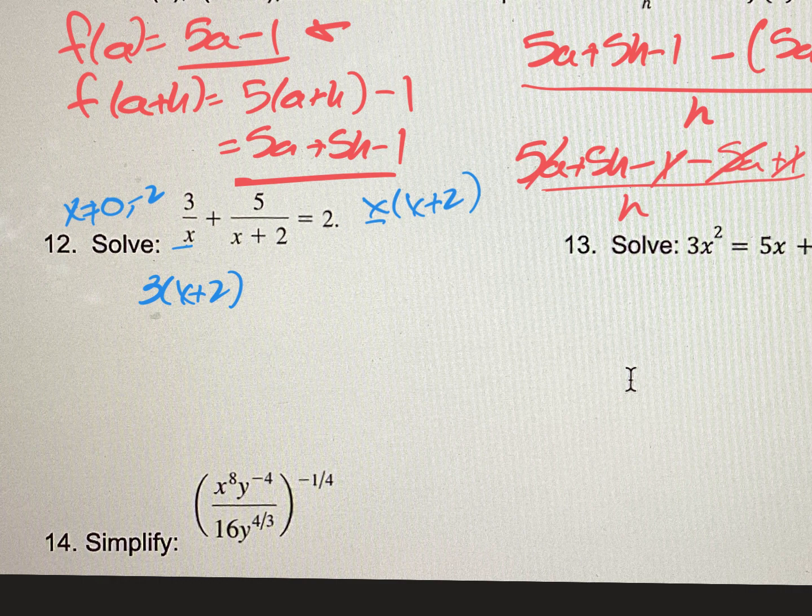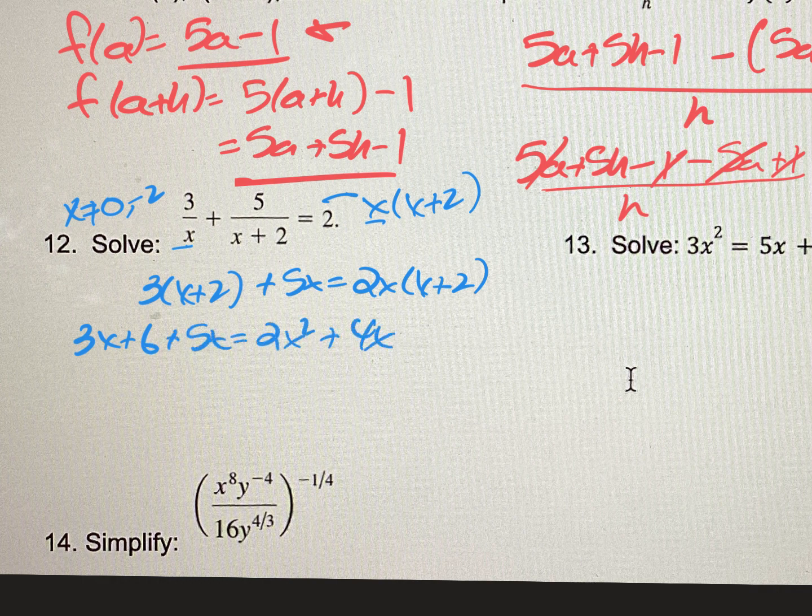I'm having trouble with my signs today. And on this side over here, don't forget this side. Nothing cancels, so I'm going to multiply that 2 by everything over there: 2x and the x plus 2. All right, so let's just work all this out. Over here, I got 3x plus 6 plus 5x. Over here, I've got 2x squared plus 4x.